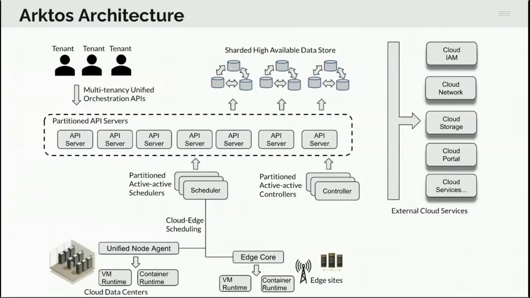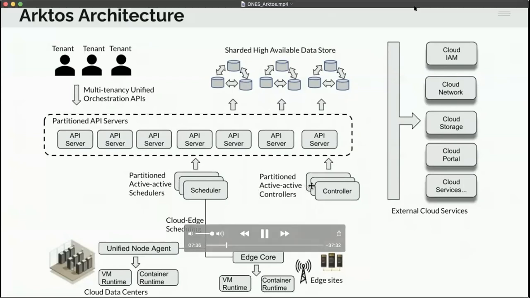This is the architecture of Arctos. As we mentioned earlier, Arctos is derived from Kubernetes. If you are familiar with Kubernetes, you will see some similar components here. For example, we have API server, we have data stores, and we have a scheduler, and we have different controllers.